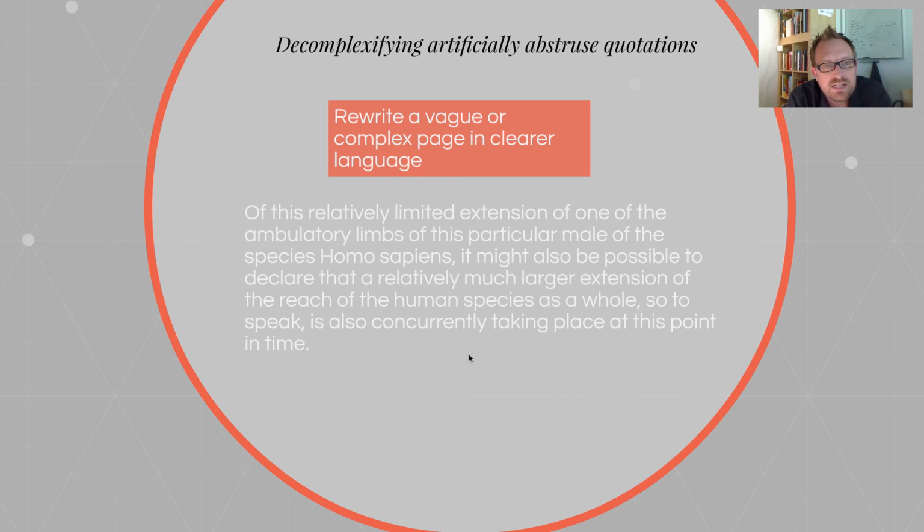But it's terrible. It says, "Of this relatively limited extension of one of the ambulatory limbs of this particular male of the species Homo sapiens, it might also be possible to declare that a relatively much larger extension of the reach of the human species as a whole, so to speak, is also concurrently taking place at this point in time." Now, that sounds like it's smart, and maybe it is smart, but it's not clear, and it's difficult to understand what someone's talking about.